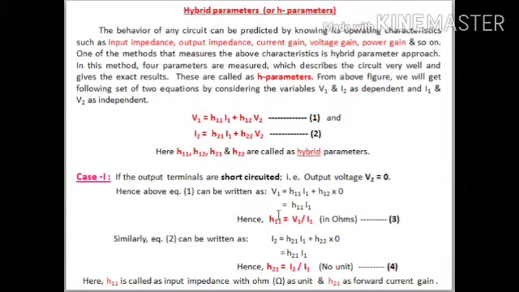So we can write the value of this parameter H11 by transferring the current term towards the voltage term, and that's why we can say H11 equals V1 upon I1.